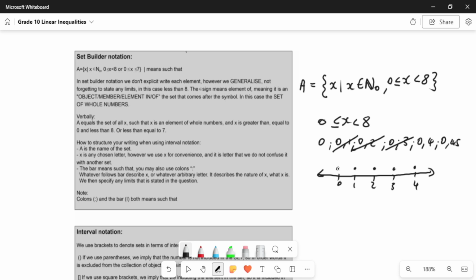Understood? That's what we mean by discrete. It's at that point. It's exact. There's no decimals to it. Understood? So that's the reason why we have to state what set, if possible.